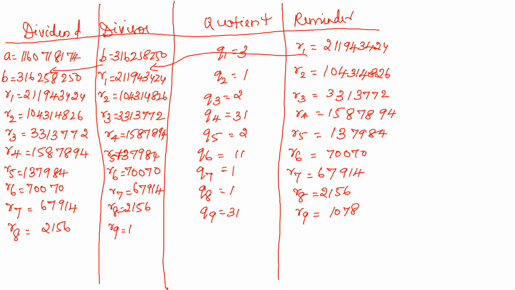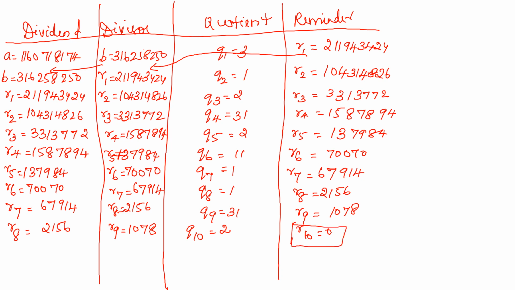Now R8 will be the new dividend, which will be equal to 2156. R9 will be your new divisor, 1078. What will be your new quotient? Sorry, Q10 will be equal to 2, right? Quotient will be equal to 2, and remainder will be equal to 0. Okay, so you are going to proceed with the division algorithm until your remainder becomes 0.